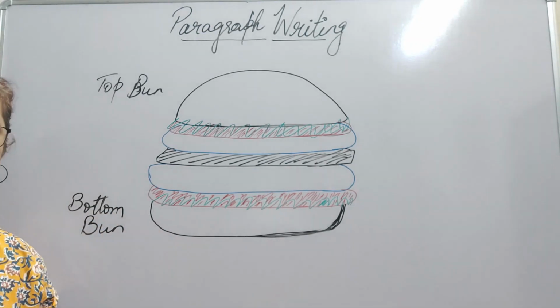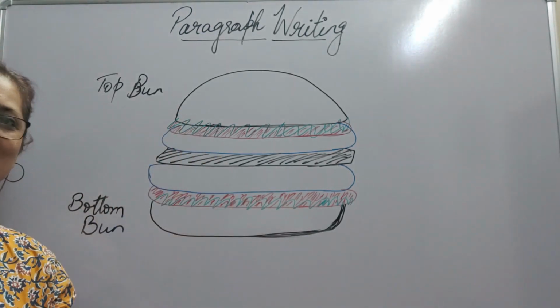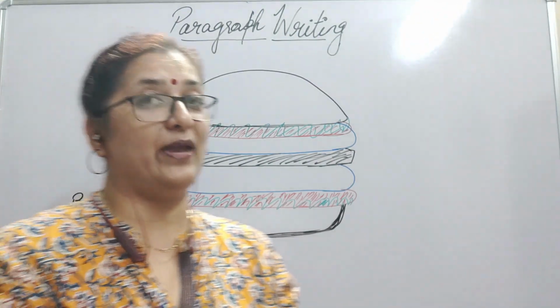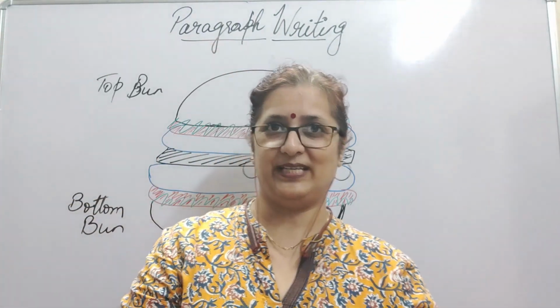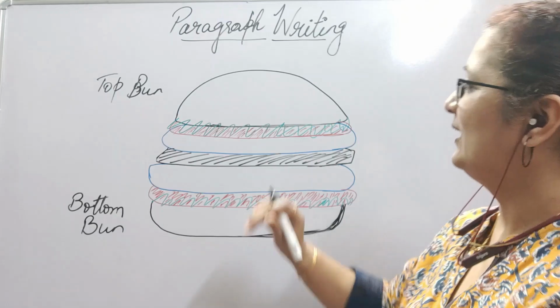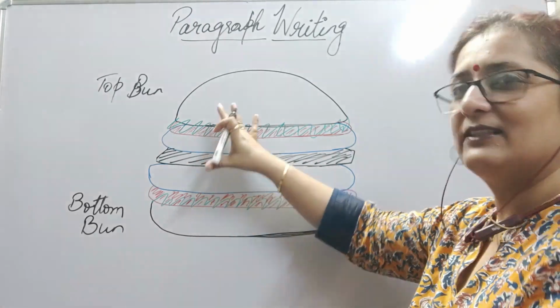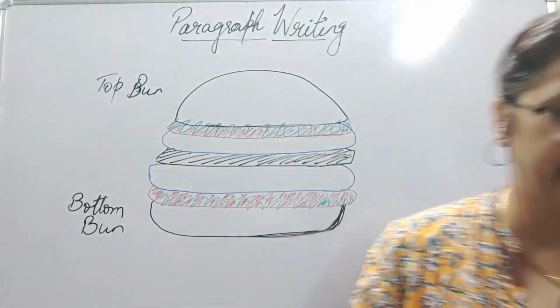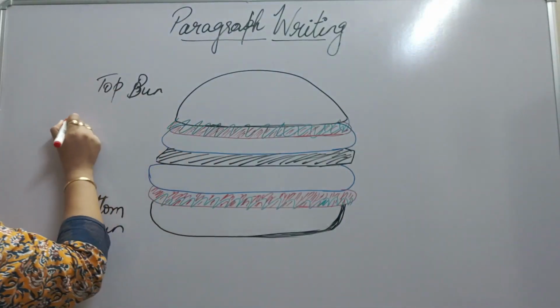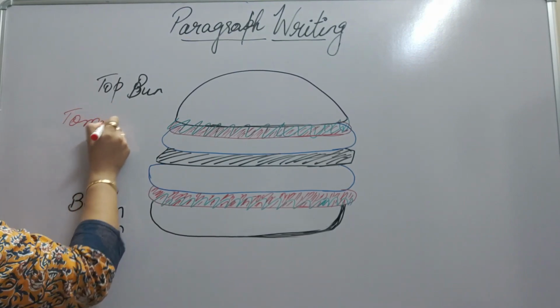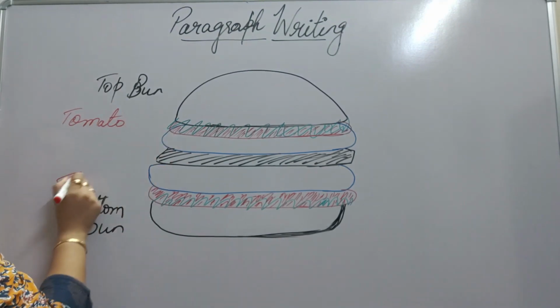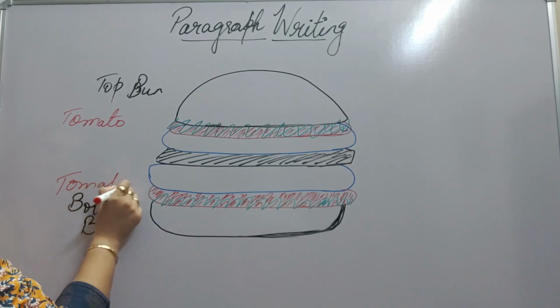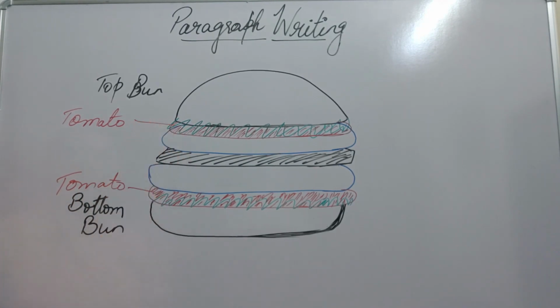Okay. Now, what do we have in the burger? That absolutely depends on the flavors we like to eat, isn't it? You have a little tomato in between. You get to see the tomato here. Let me pick up another color and add that tomato for you. This red one is a tomato for you. Yet another layer of tomato there, right? The one in red that you can see.